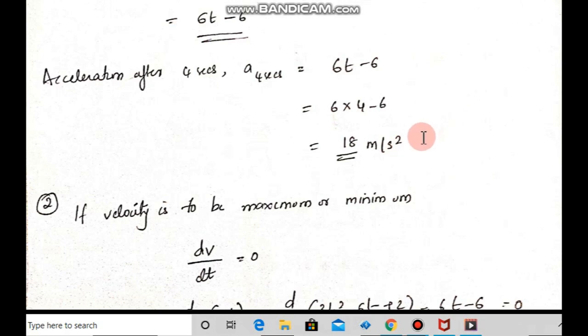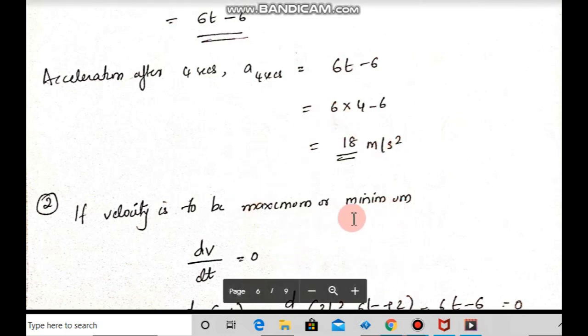The next question was maximum and minimum velocity. For any quantity to be maximum or minimum, not just velocity but acceleration or any other quantity, the differential of that should be equal to 0. That is the condition. I hope you have studied this in maths. Just remember that the differential of any quantity is equal to 0 if it has a maximum or minimum value. So here, for velocity to be maximum or minimum, dv by dt is equal to 0. If they had asked about acceleration, then dA by dt would be equal to 0.